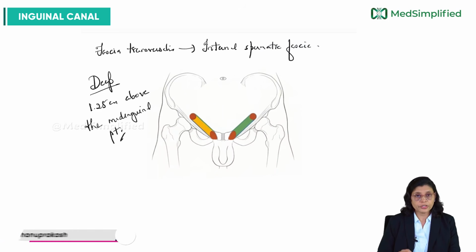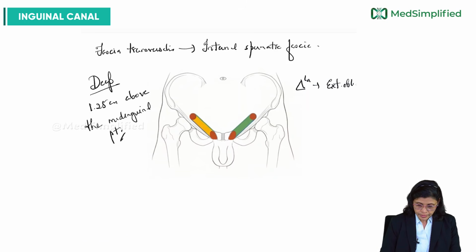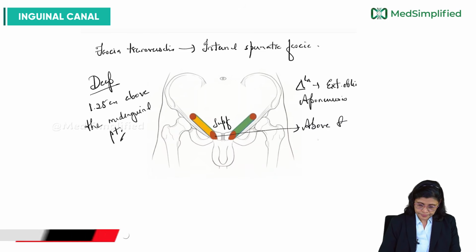Then the superficial inguinal ring. So, the superficial inguinal ring is a triangular gap. So, it is triangular and it is present in the external oblique aponeurosis. And this lies above and lateral. So, the superficial ring will be above and lateral to the pubic tubercle.